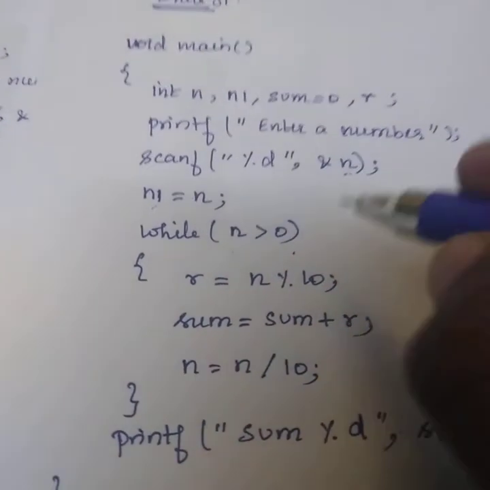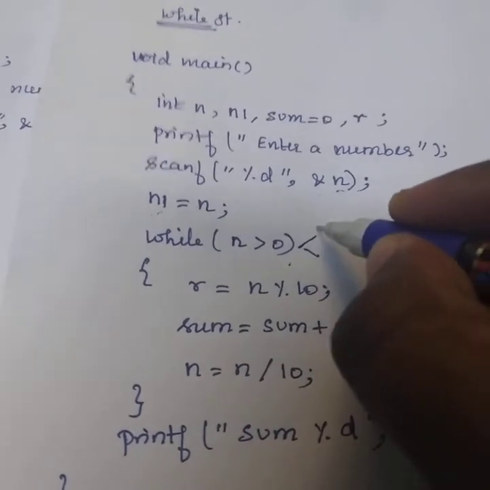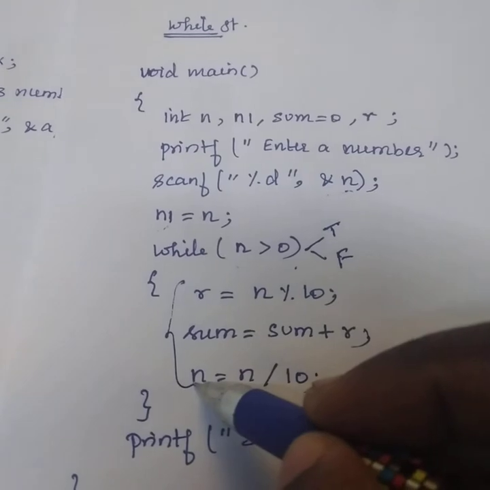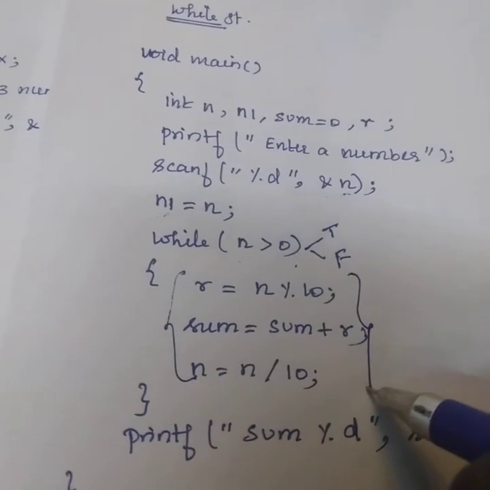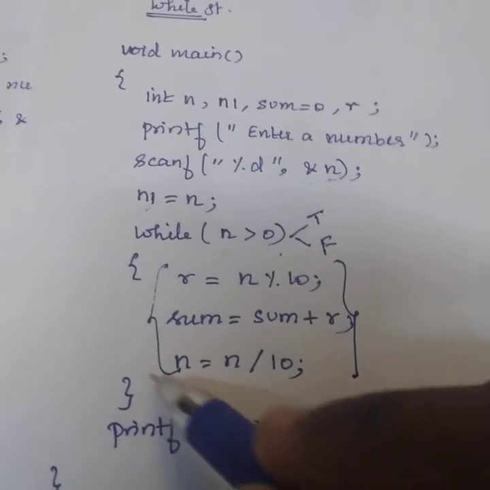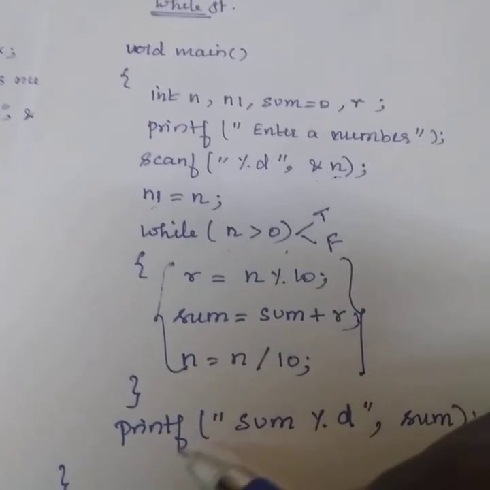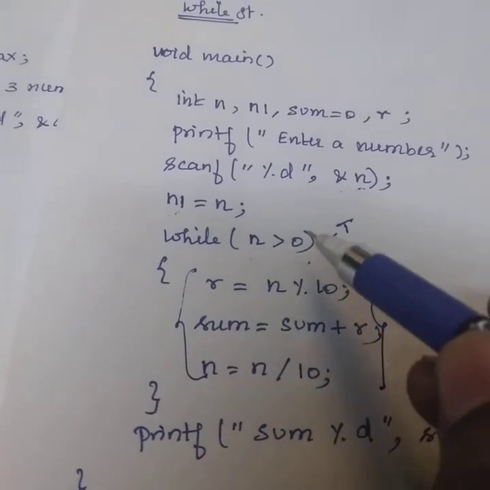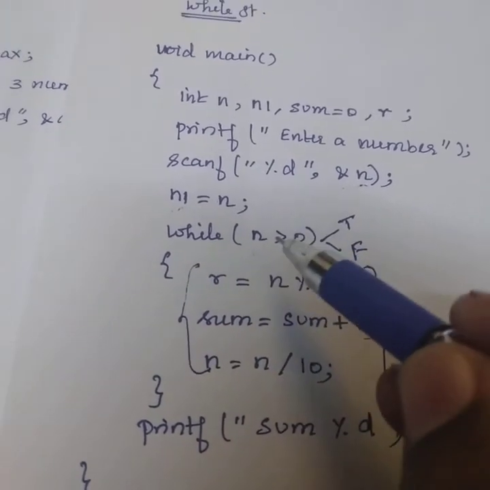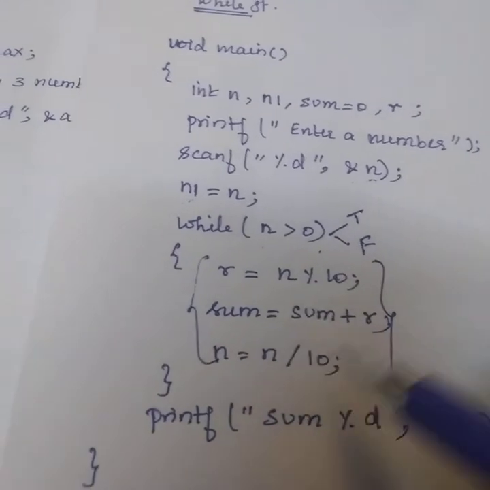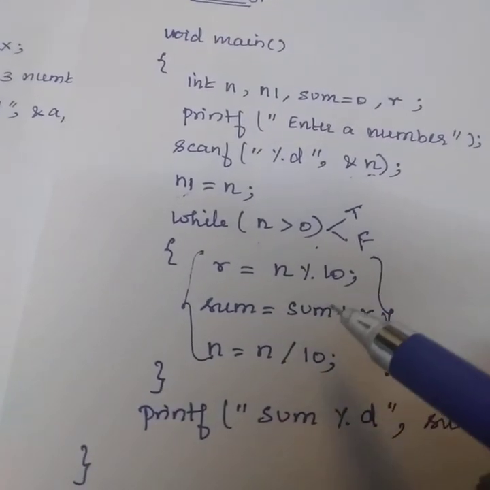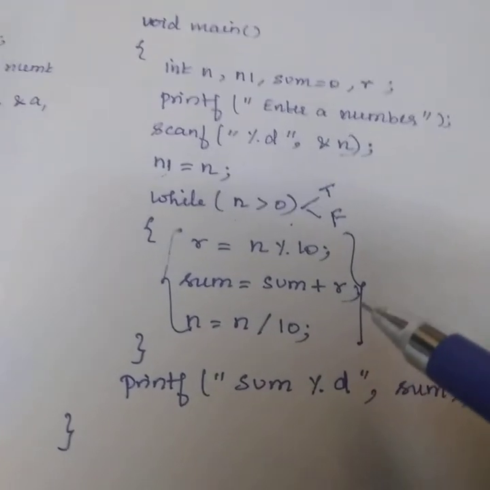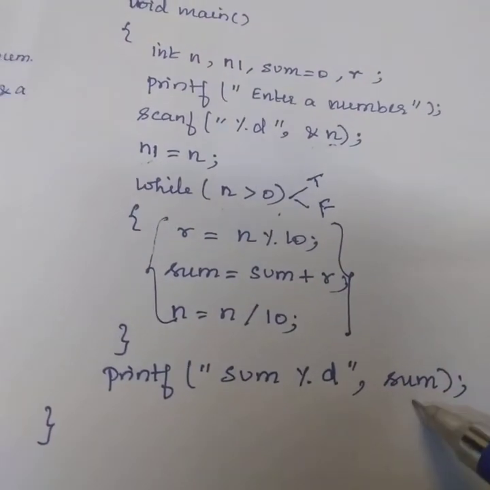Now we are checking the condition n greater than 0. So here also two cases exist: it can be either true or false. If it is true, these 3 statements will be executed. If it is false, it will go out of the control. Until n is greater than 0, this loop will keep executing. This is a program for summing n numbers, so the value of sum will be printed.